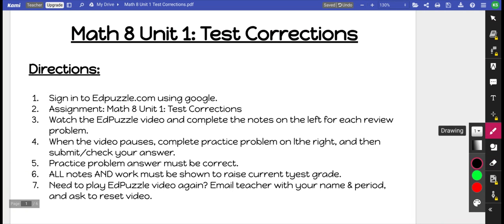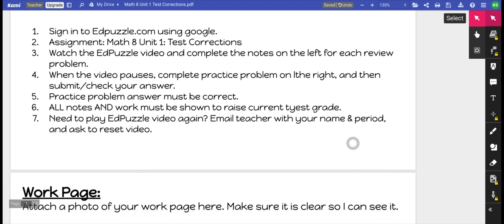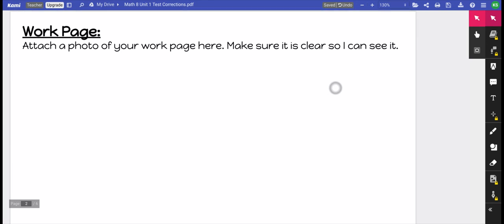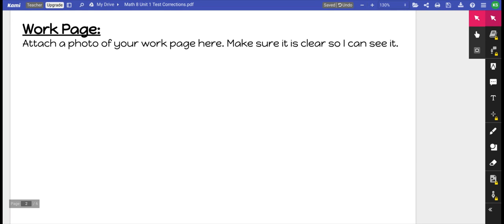Cool. So the next page, if we scroll, this is where you can put your work. You can put a picture of all of the work on one page. You can put a picture of each one. You also need to show the work of the problems we're doing together, not just the practice ones. So you need to put it here.